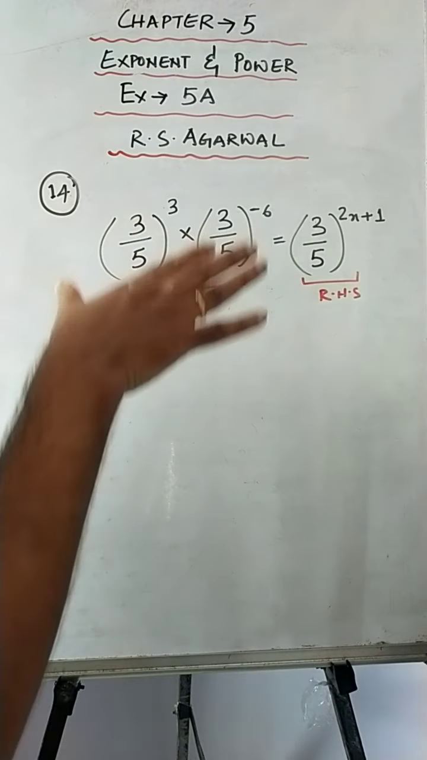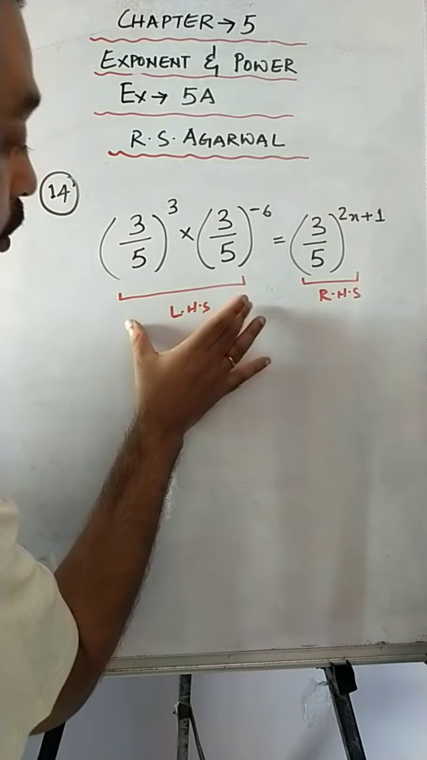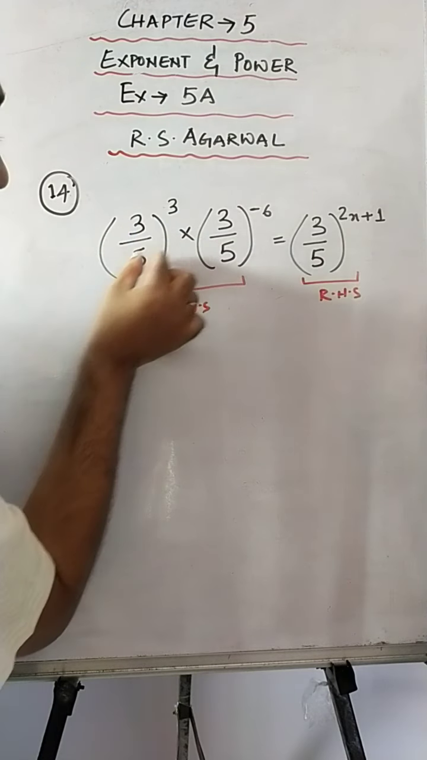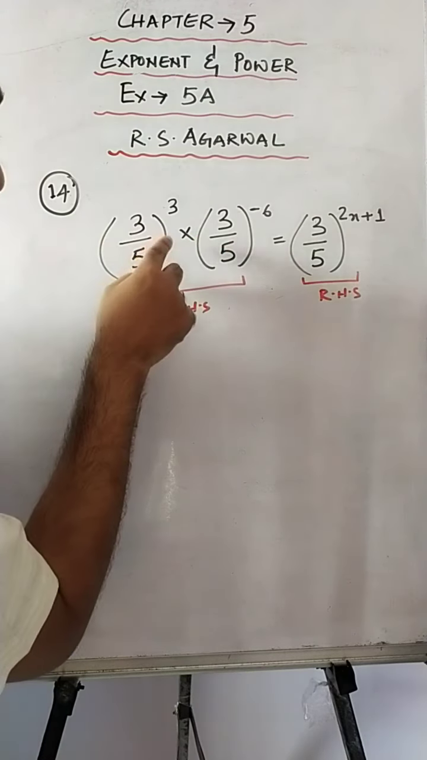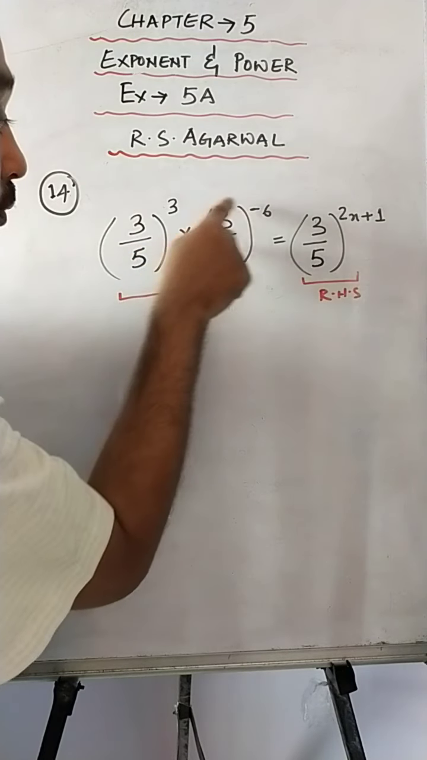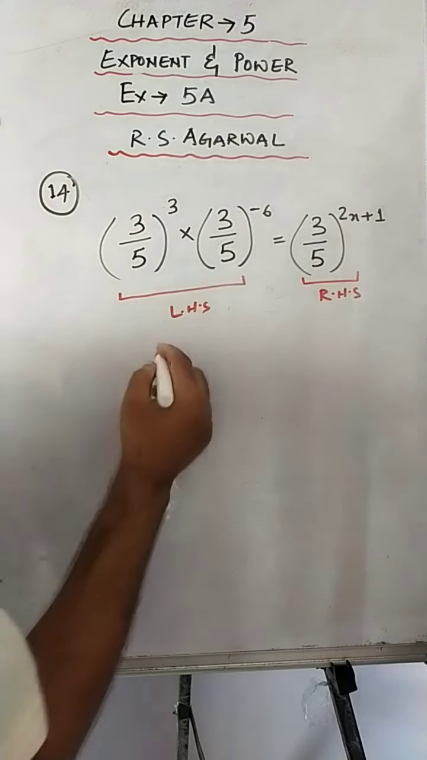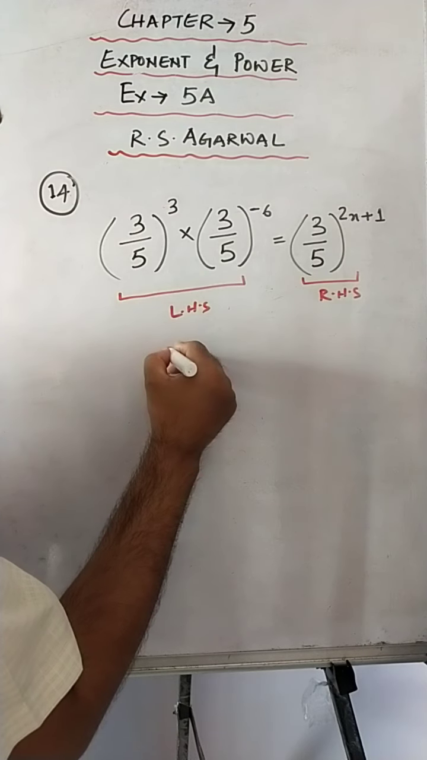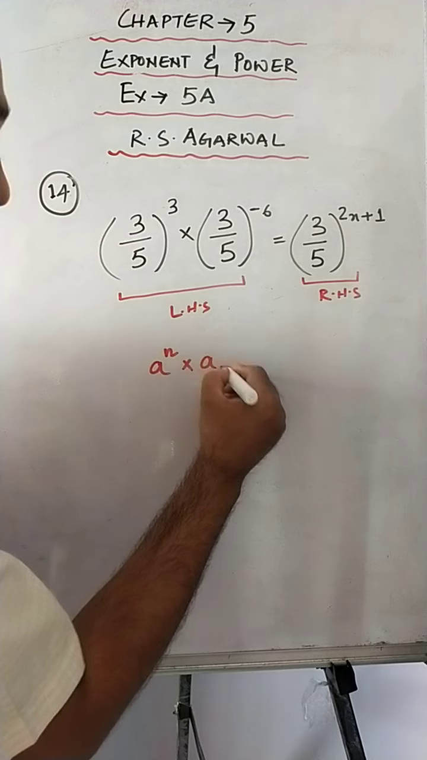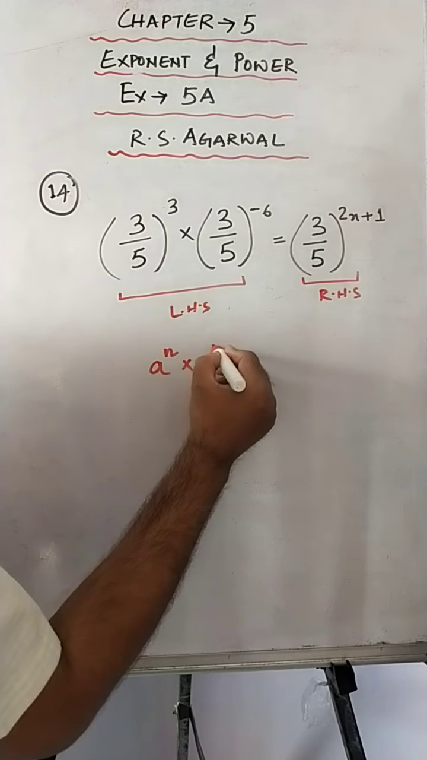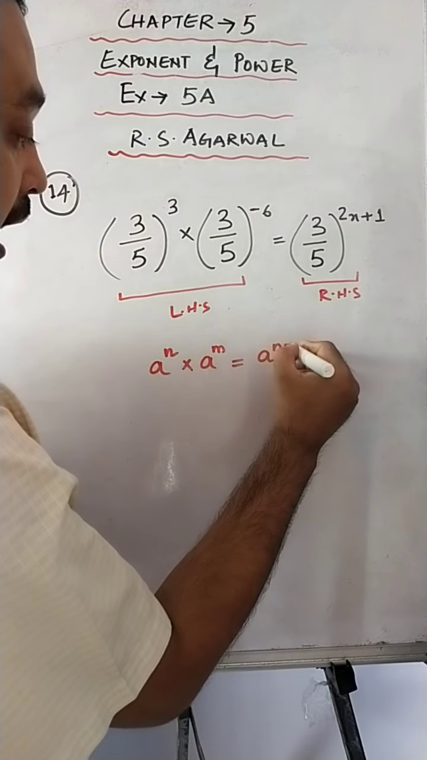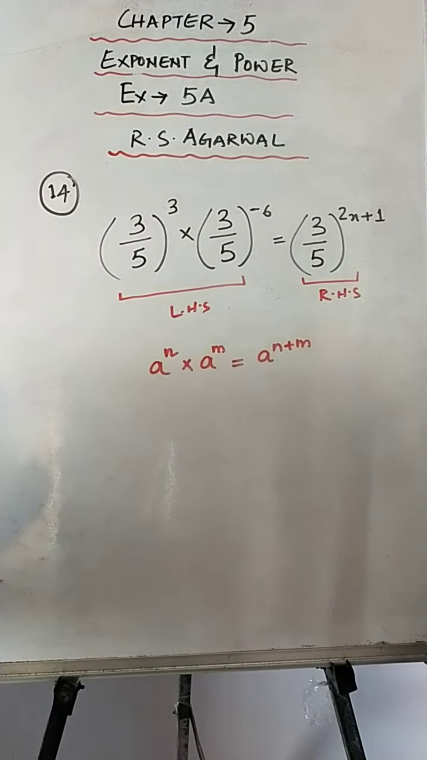Now what is the next step that you have to do? You have to solve the RHS part. Fine. So if you consider this 3 by 5 as base, and if these two bases are carrying a multiplication sign in between, what do we have to do with the powers? So what we have learned in exponents is that if any base a is carrying n, and another base that is similar to a is carrying m as a power, what do we do with the power? We add the powers, isn't it? This is what we have learned.